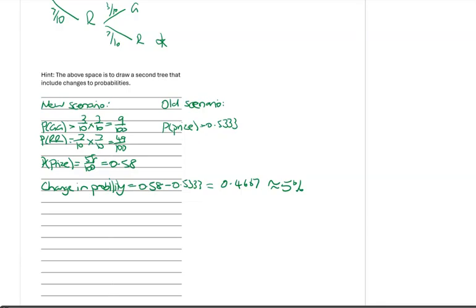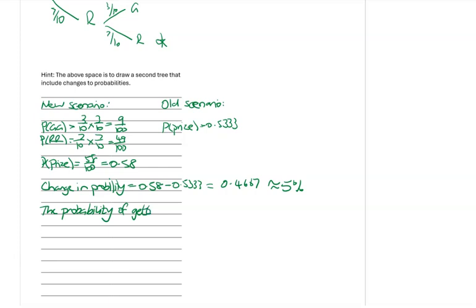So let's put this all into words. So the probability of getting a prize has increased from 0.5333 to 0.58, which is an increase of approximately 5%.